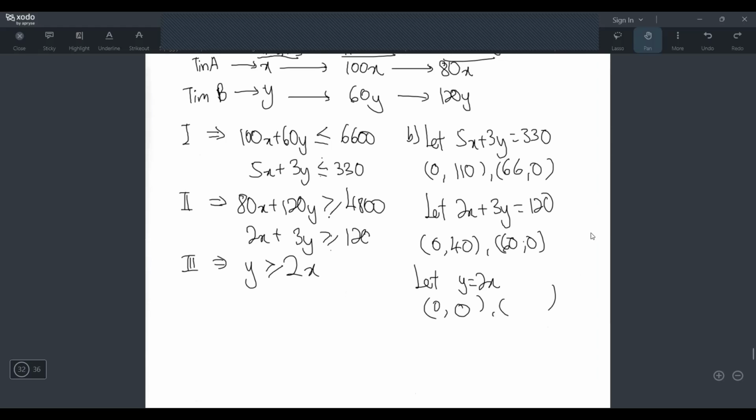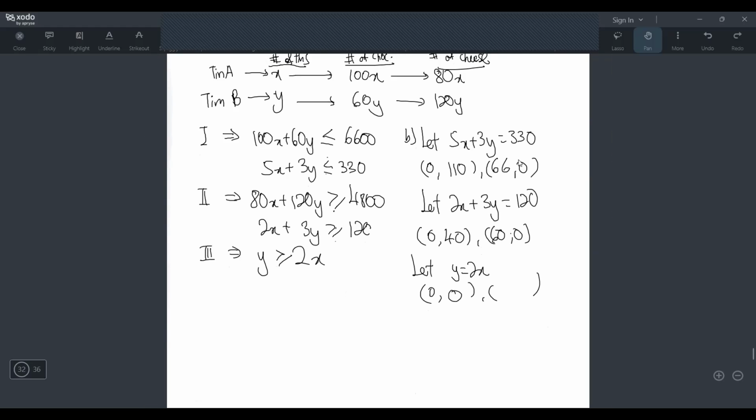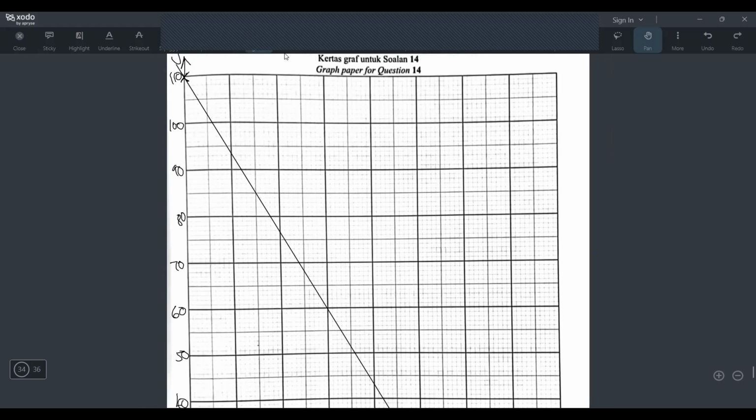And write the equation also. What's the equation? 5x plus 3y equals 330. Let's go. 5x plus 3y equals 330.